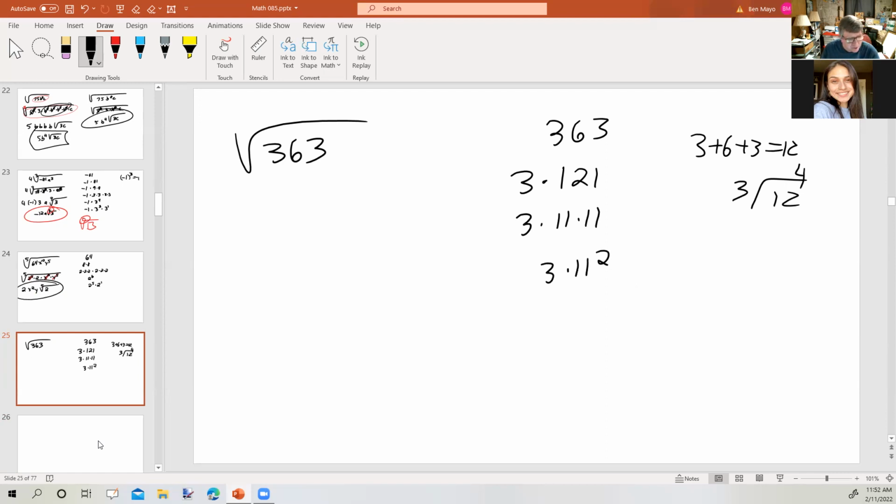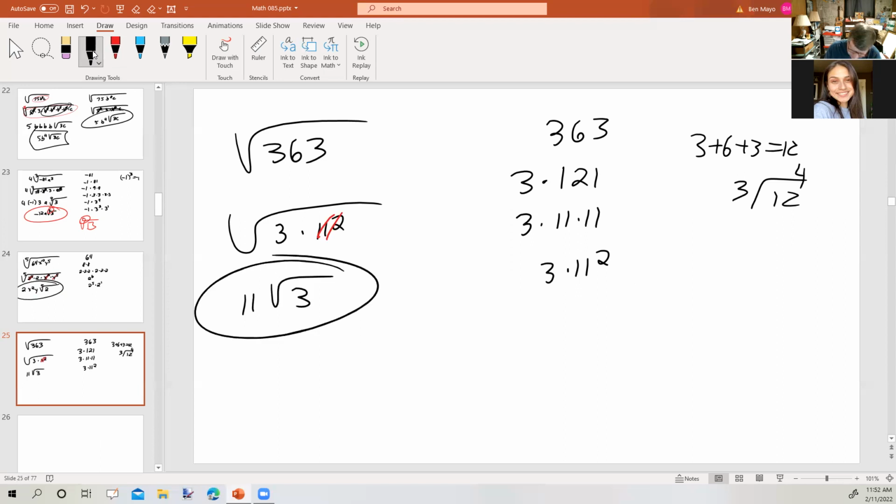My index is a 2. I want squares. Okay. Square root of 3 stuck inside forever. Square root of 11 squared is going to be 11 outside. And I've still got the square root of 3. So 11 square roots of 3.